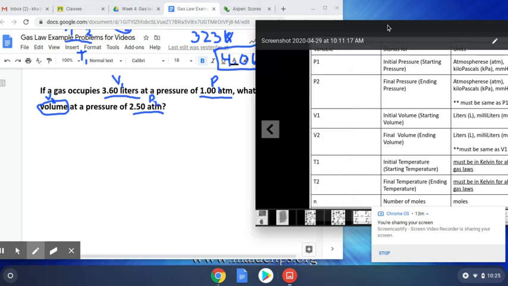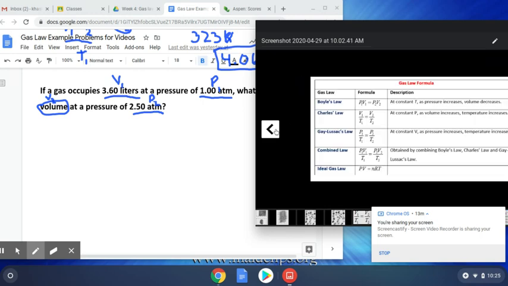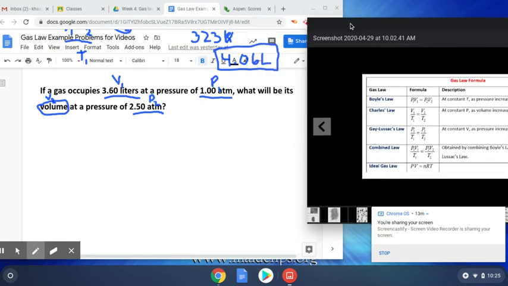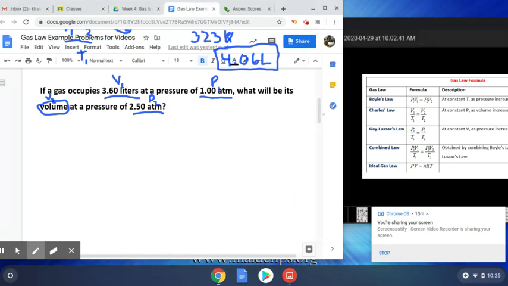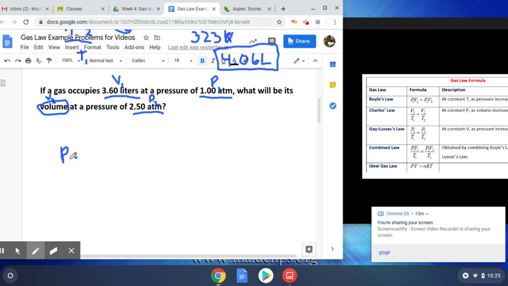So we have no moles in this problem. Okay, so the rule I just talked about was if you have moles, you have to use ideal gas law. That doesn't apply here because we don't have moles here. So that means we're going to use one of the top four, and we have P's and V's, so we will pick Boyle's law. Boyle's law, P1, V1, P2, V2.